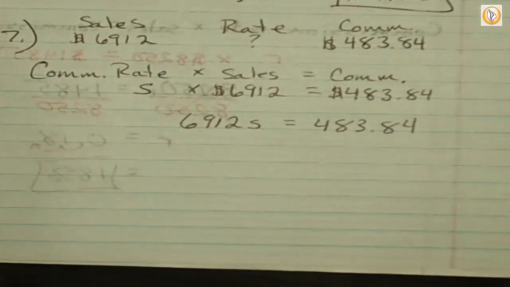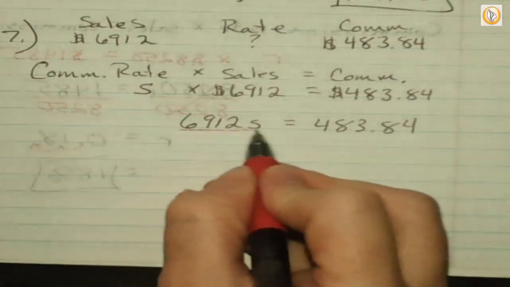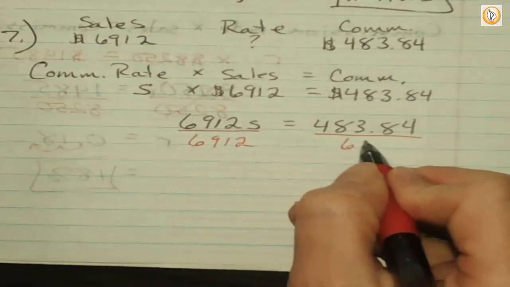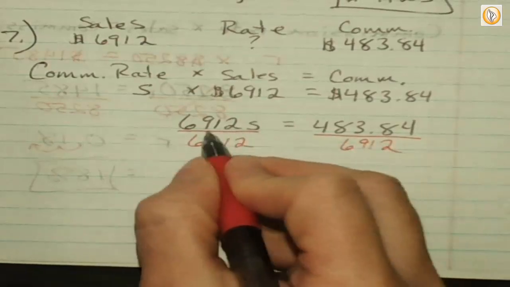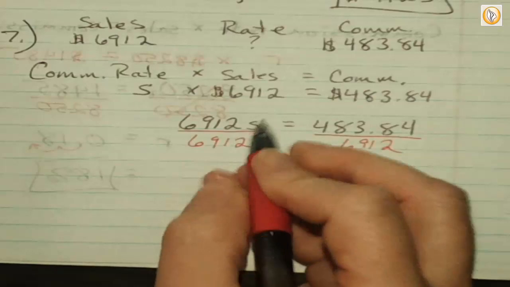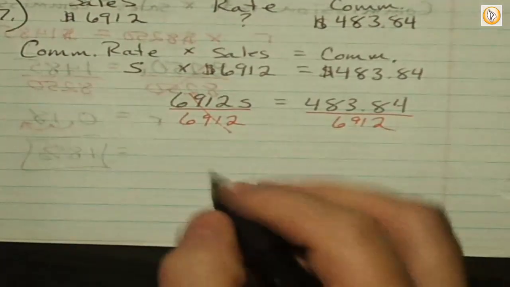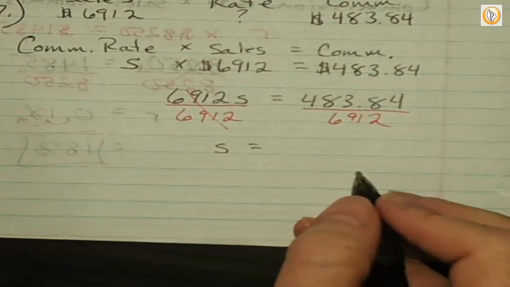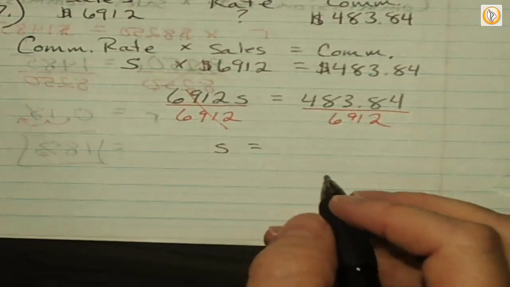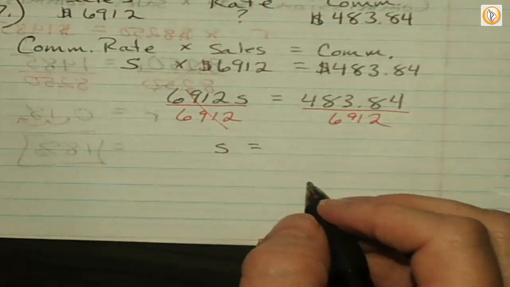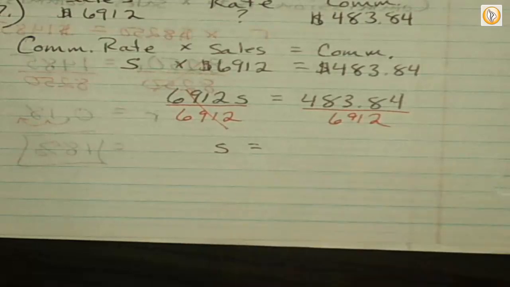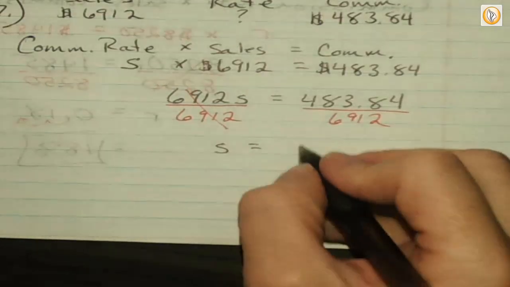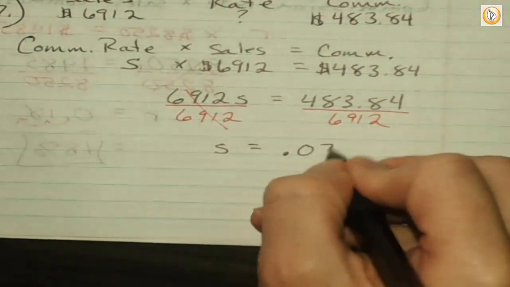So what do I do now, Keith? Just divide. That's right. Because we are multiplying that number by the variable, so we do the opposite. And Keith, what do you get as the rate? Your first answer, 7%. What do you get before that? 0.07, right?